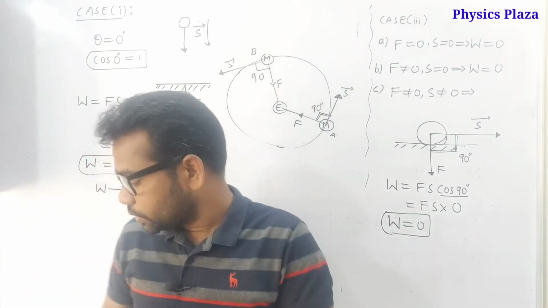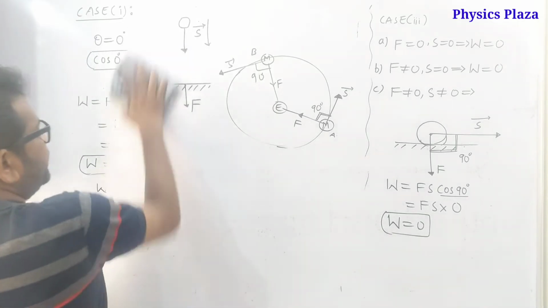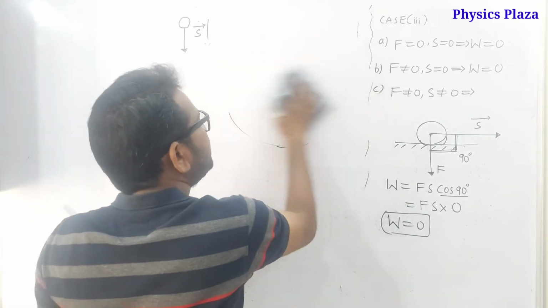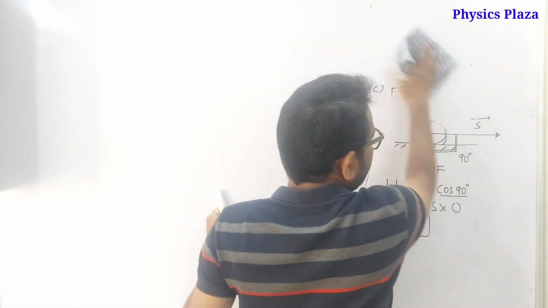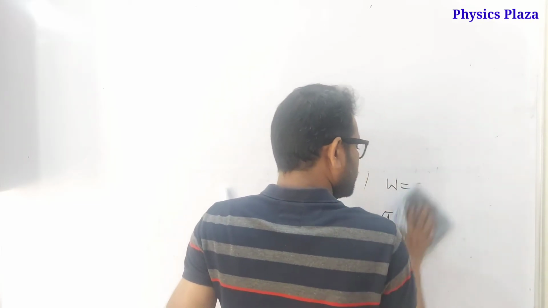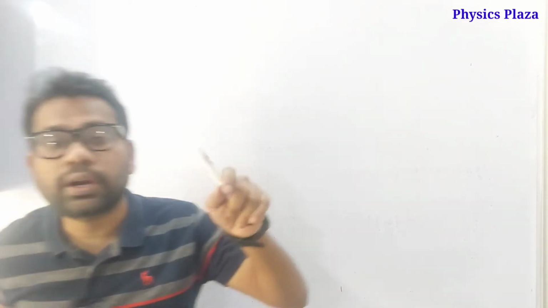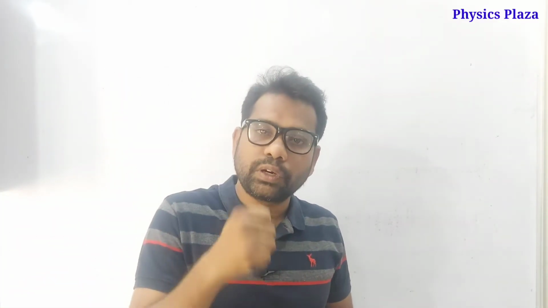Clear? Fine, children. Now, as I told you, these 3 cases can be well understood with the help of a single diagram. So that's what again I'm telling you, children. Whenever you are talking about the work, you should mention which force is doing work actually. Then only you can decide whether work done is positive, negative, or 0.